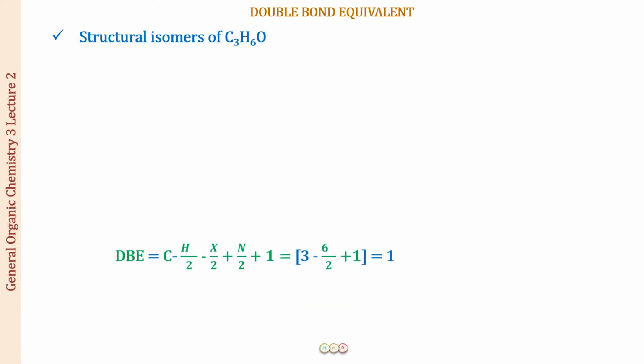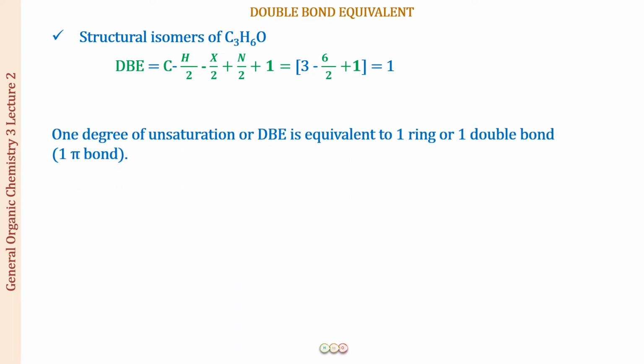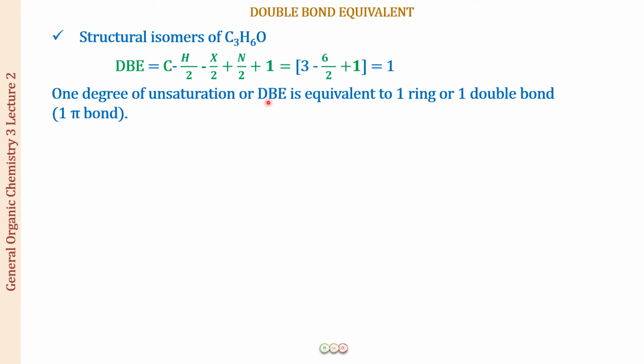All right. So the DBE value is going to come up to 1. How are we going to do it? This is 3 carbons, so 3 minus 6 by 2 plus 1. The value is coming up as 1. So this means that there is going to be one ring or one double bond which can be present.